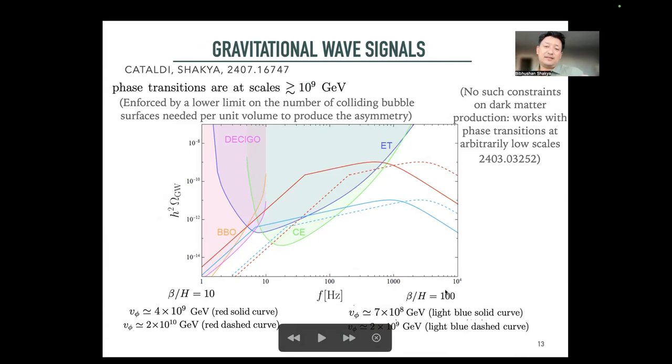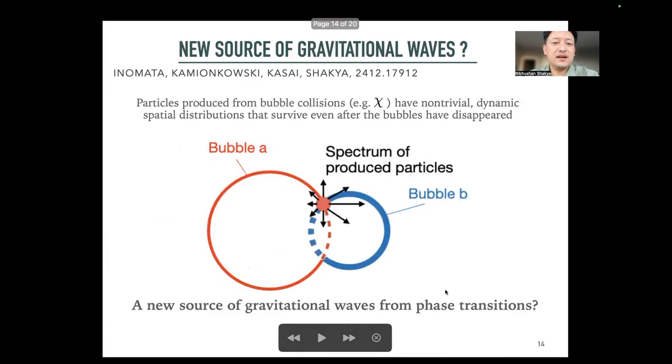Just a side comment that this is a constraint that only exists for leptogenesis, right? So for other BSM applications like dark matter production, phase transitions at even much lower scales would work very nicely. So this is only a quirk of the leptogenesis scenario I'm presenting to you today. Anyways, for these future experiments, you would be able to see these gravitational wave signals.